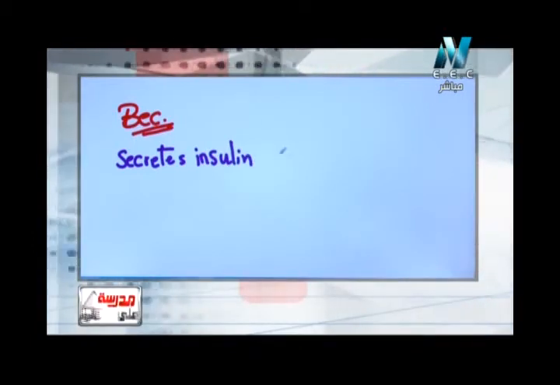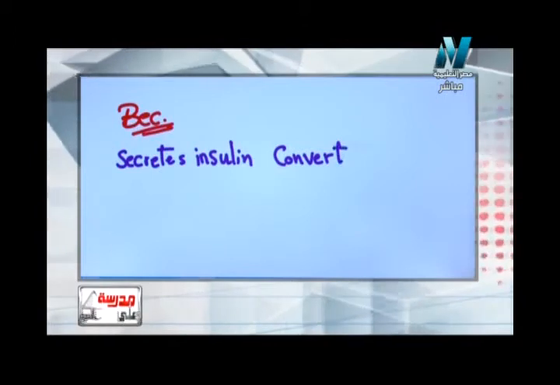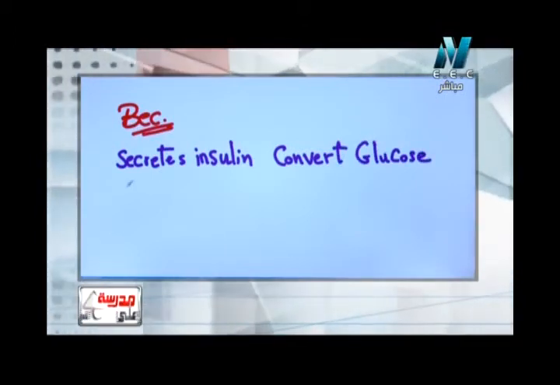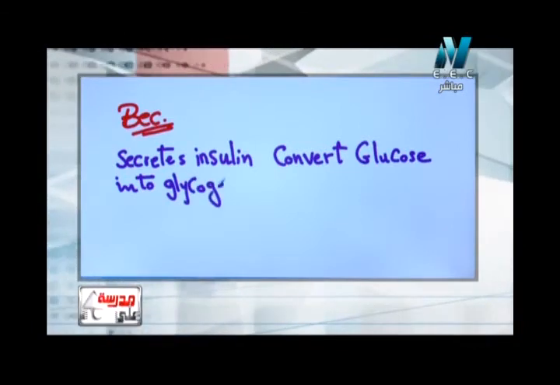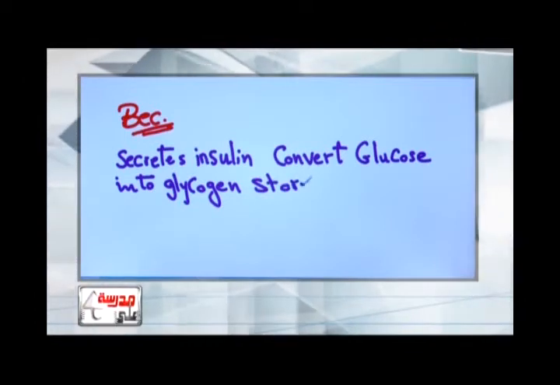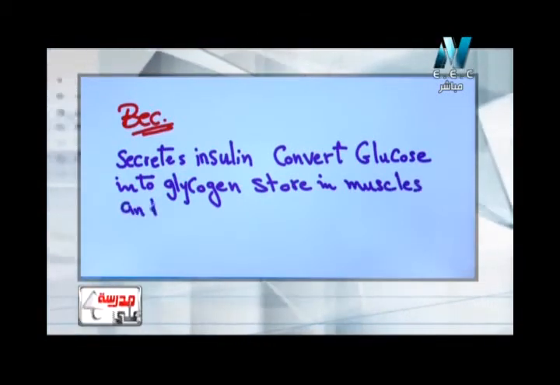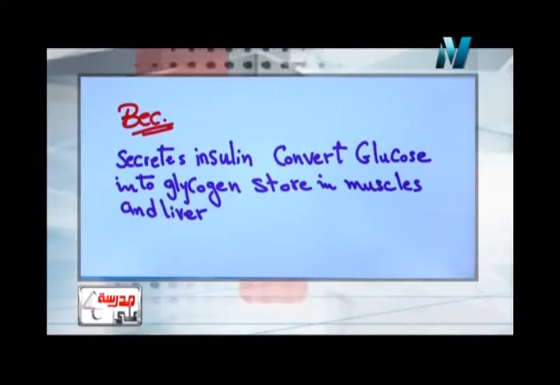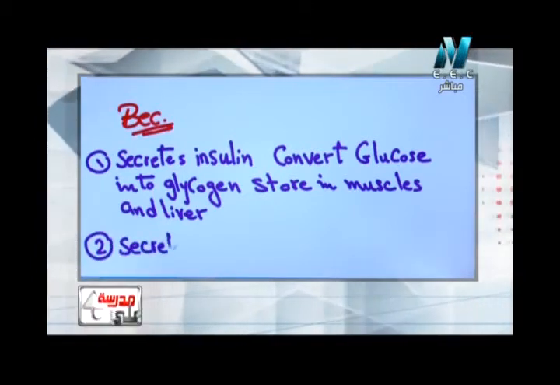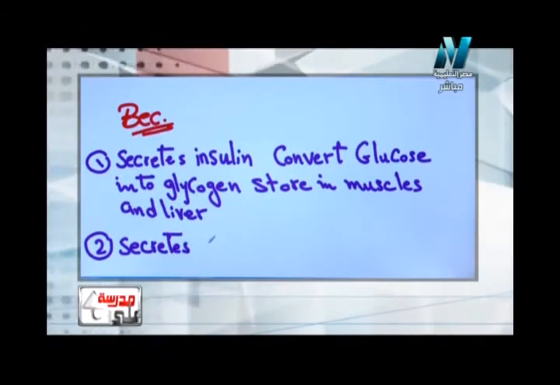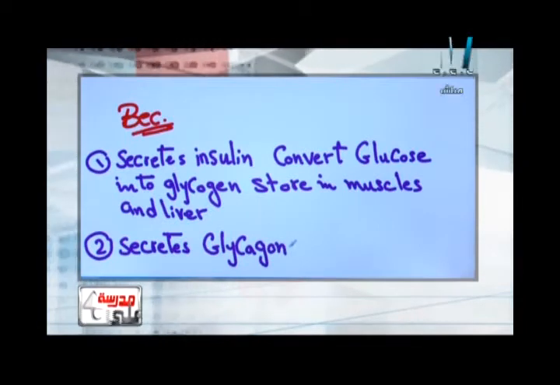بيعمل ايه الانسولين؟ Convert بيحول جلوكوز into glycogen store in muscles في العضلات and liver وفي الكبد. Number 1 and number 2 بيطلع secrete، هقول له secrete glucagon هرمون.